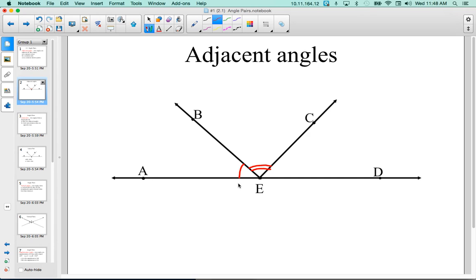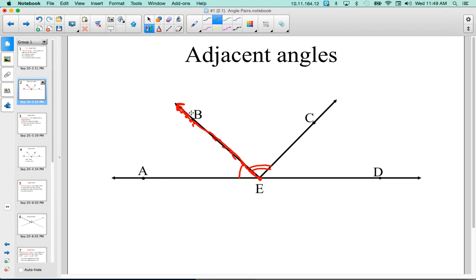Now, let's see if it satisfies the three things. They share a vertex. Well, they both share E as the vertex, AEB, BEC. They share a side. Well, this side right here, EB, the ray EB, they share between the two angles. Sorry, my dotted line, not too good here. Now, what they also have is the third thing, which is they don't share any interior points.